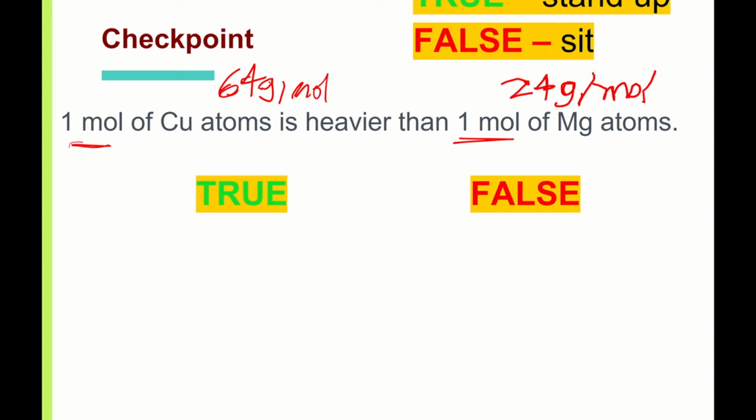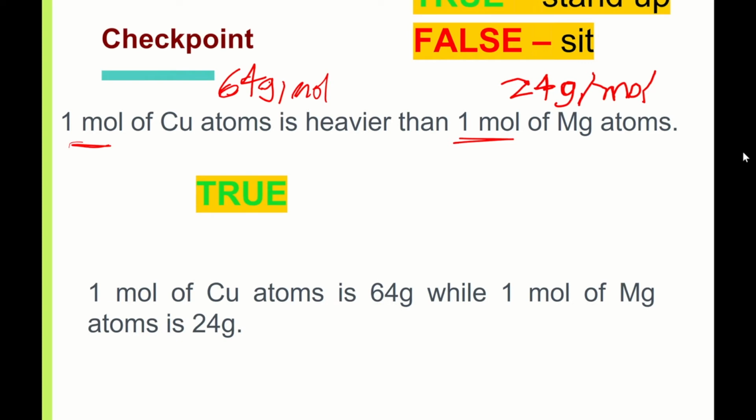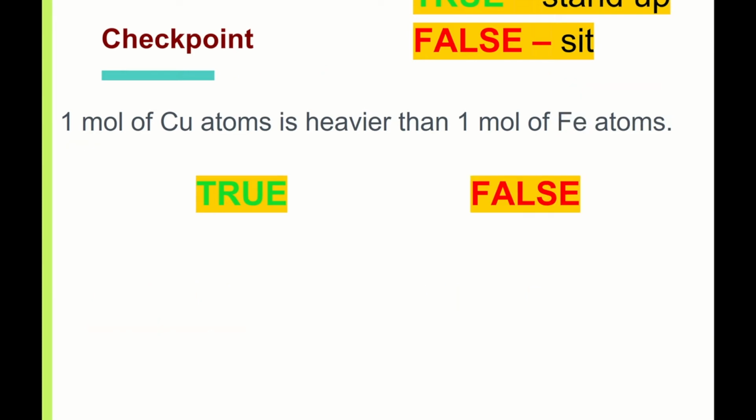Answer is true. Indeed, 1 mole of copper atoms is heavier because the molar mass is 64, magnesium is 24. Okay, try another one.